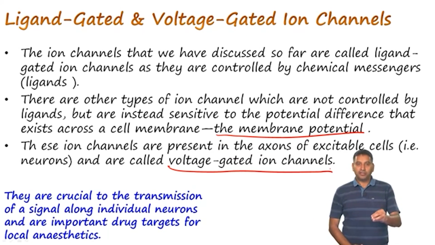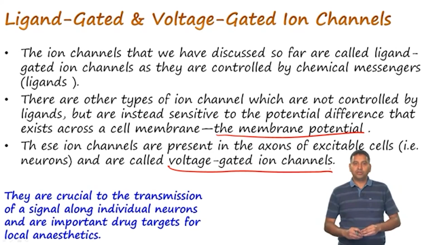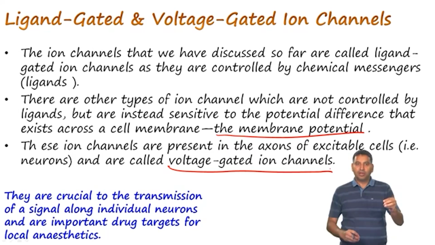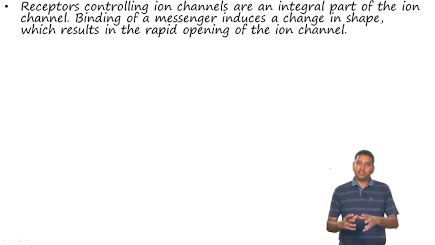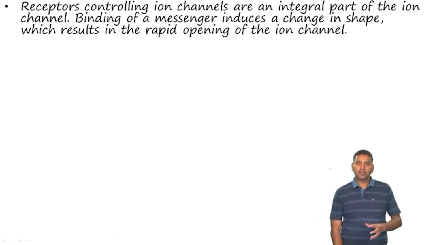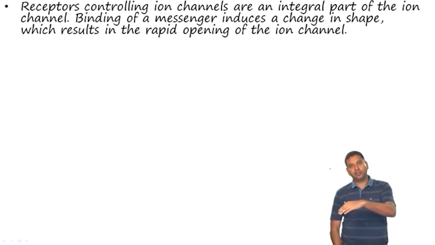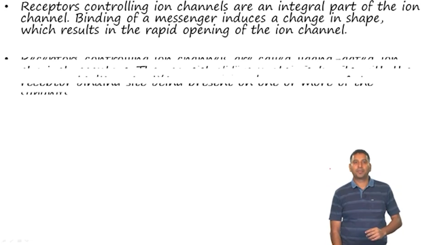And voltage gated ion channels are really crucial to the transmission of signal along individual neurons, and therefore, they are very important targets for painkillers and local anesthetics. So, to summarize, receptors controlling ion channels are an integral part of the ion channel, and binding of the messenger induces a change in shape which results in opening of the ion channel.